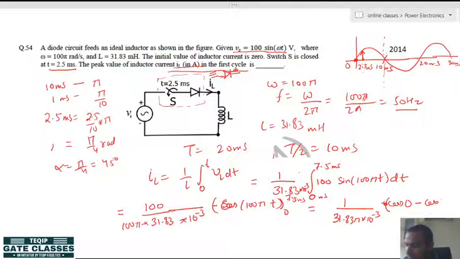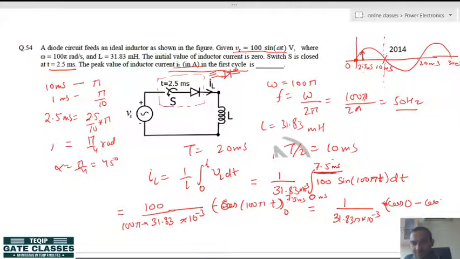It is coming 2.35. No, it should not be like this. This 7.5, you want to calculate this. Just put the limits here. The limits here are of time, or you can convert this time limit to omega, in terms of radians also. So if you put the limits here, we can get the answer.